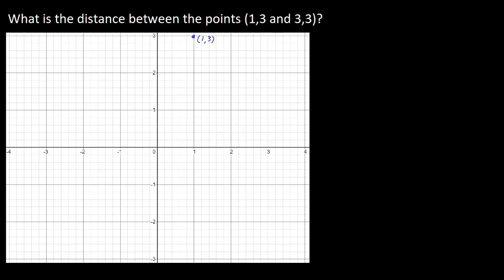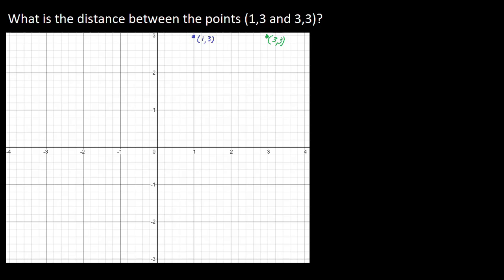And then let's put our other point down at (3, 3). We'll do this one in green. So we go 3 units along the x-axis, and then 3 units up along the y-axis to right about here. And this is the point (3, 3).